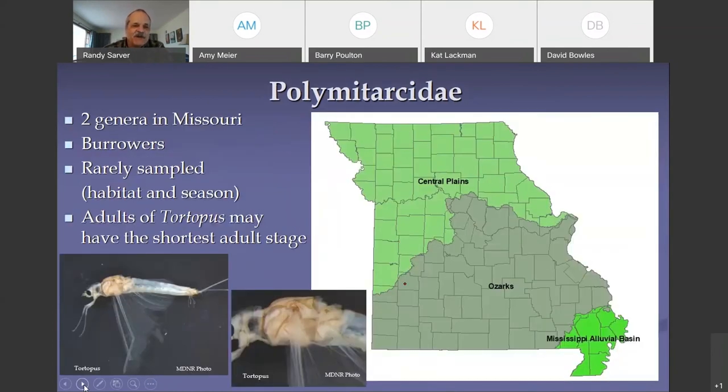Okay, as far as some of the ecological characteristics of Polymitarcyidae, we have two genera in Missouri. Again, they are burrowers, more tube burrowers. One of these genera, Tortopus, likes larger rivers and burrows over toward the banks. They like vertical banks, and they actually make a honeycomb. They're pretty common. They'll make just a honeycomb of tubes back in the clay banks. I was able to sample some of these by going down to the river here in Jefferson City, when the river was down lower and had dropped recently, and you could dig them out of the banks.